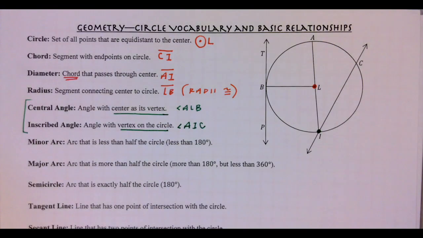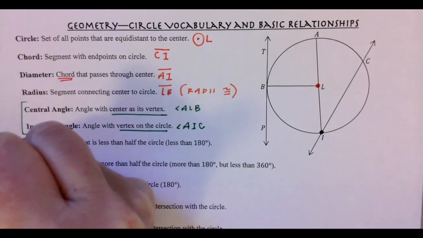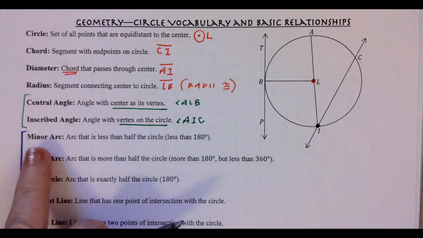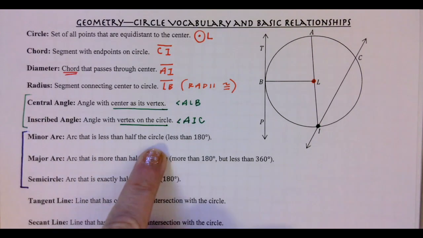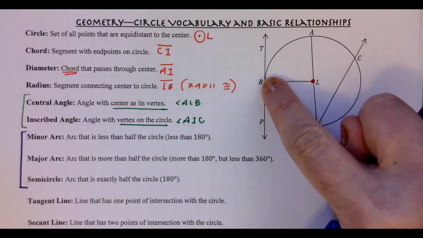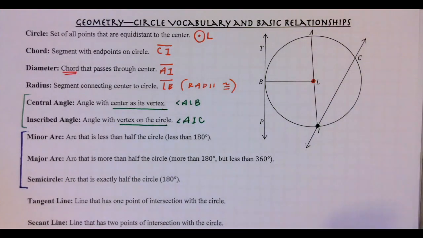Okay, next looking at our different types of arcs. So I'm going to chunk these three together right here. All right, so a minor arc is an arc that is less than half of the circle, so less than 180 degrees. So if I look at my model, I could say, well, this one right here, B to A would be a minor arc. It's less than half the circle.